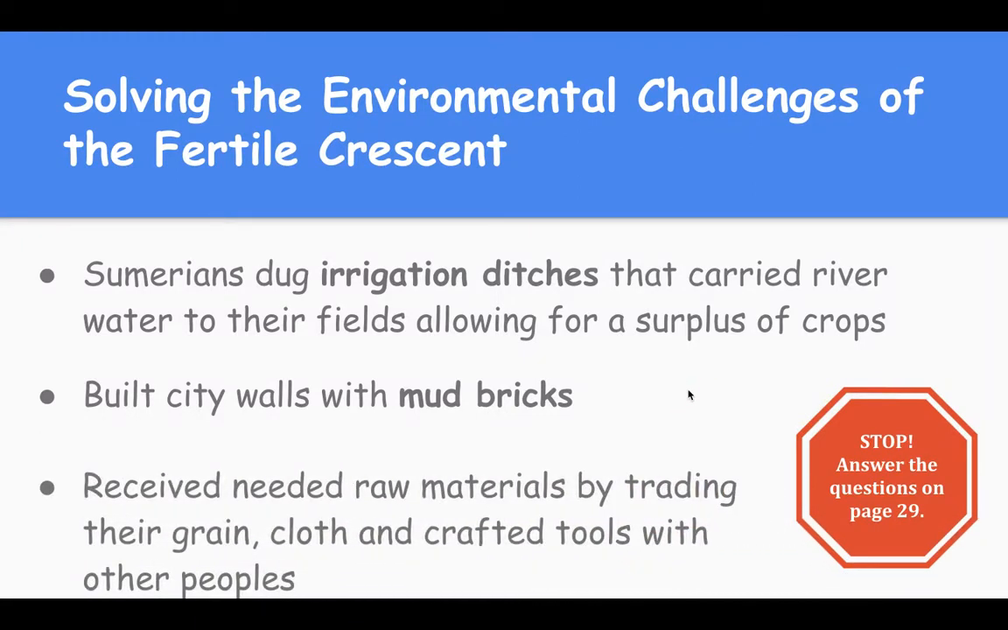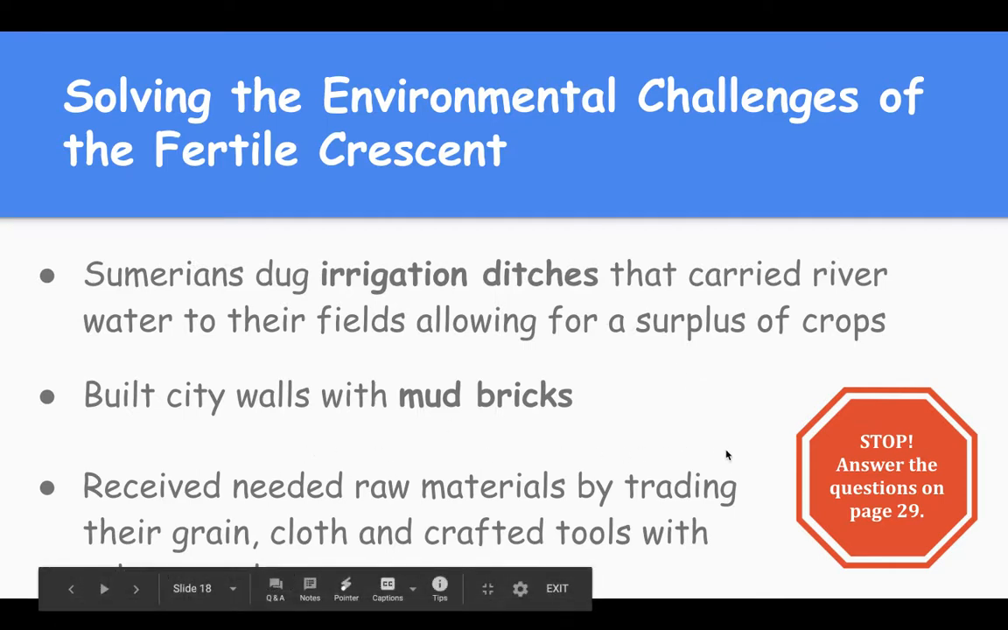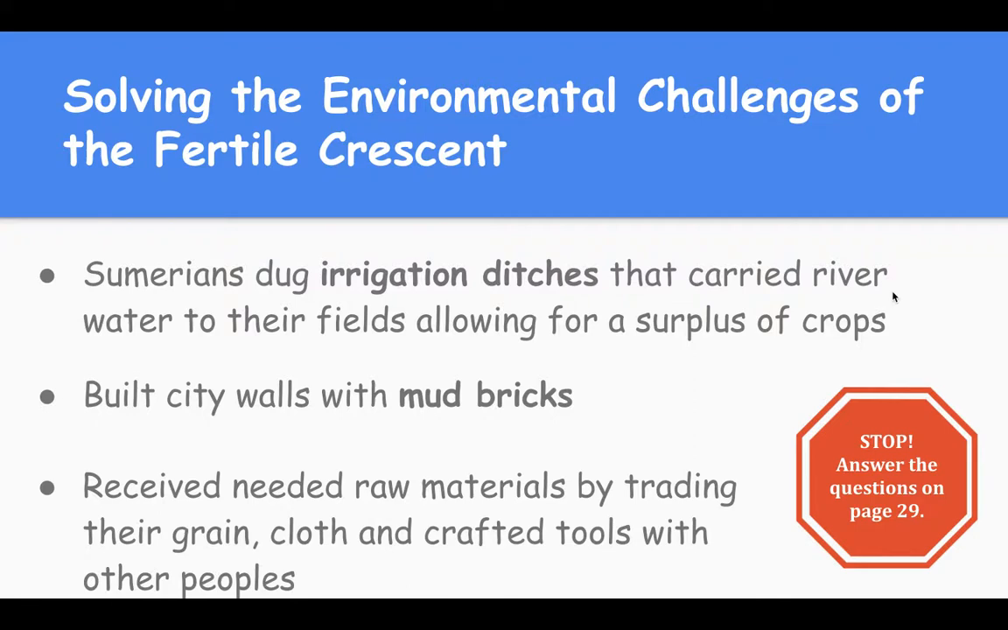All right, and last we said they have few natural resources. So how would they overcome those problems? Well, they were smart and they used the crops that they grew. See, they had a surplus. They didn't need all of their crops, right? Because they had more than enough.